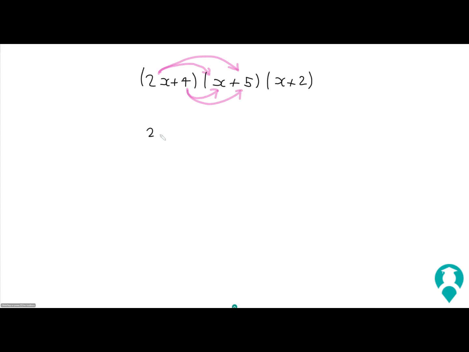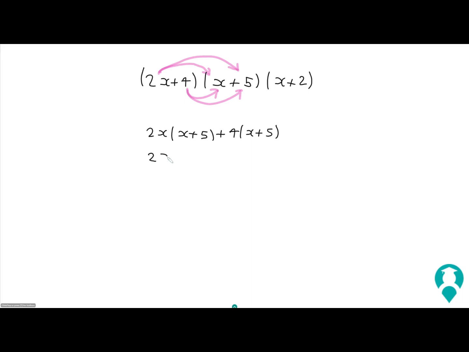We can write 2x multiplied by (x plus 5). That's following these arrows over here. And then that's added to 4, also multiplied by (x plus 5). And that's following the arrows underneath. So now we need to expand again.